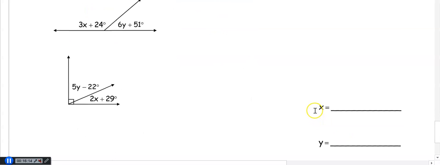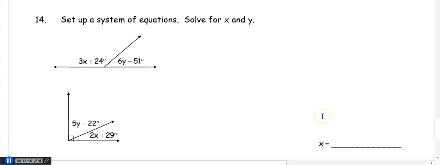In number 14, we want to set up a system of equations to solve for x and y. So in the first picture, we know that they're forming a straight line. So we have 3x plus 24 plus 6y plus 51 equals 180. We can subtract 24 and 51 from 180, and we get 3x plus 6y is equal to 105.